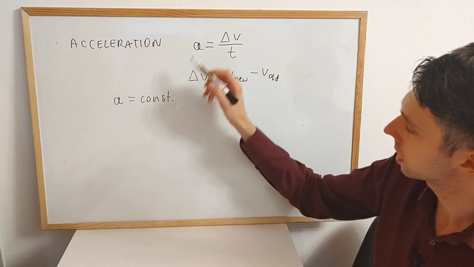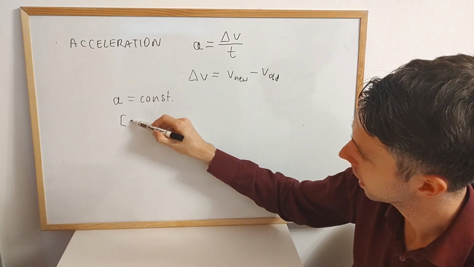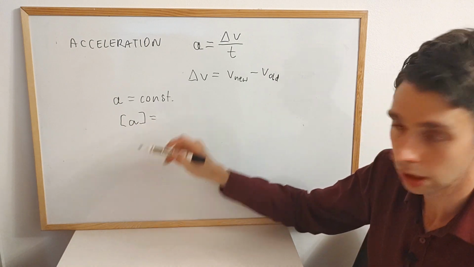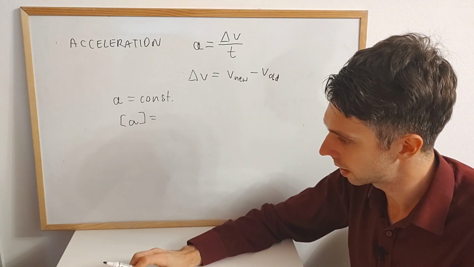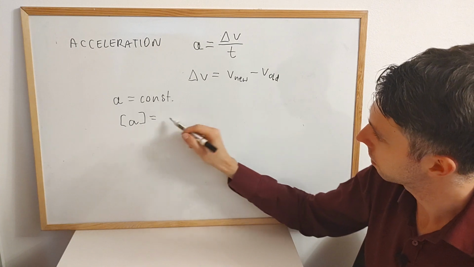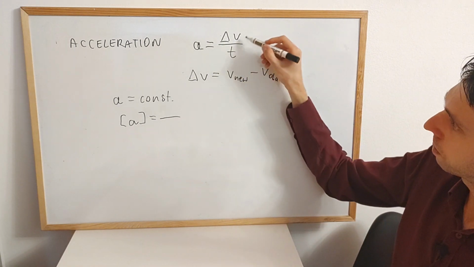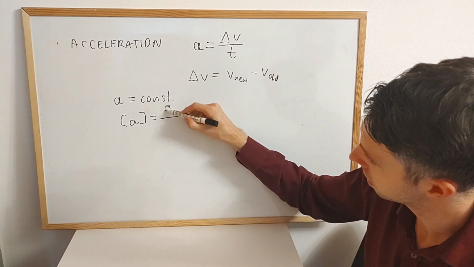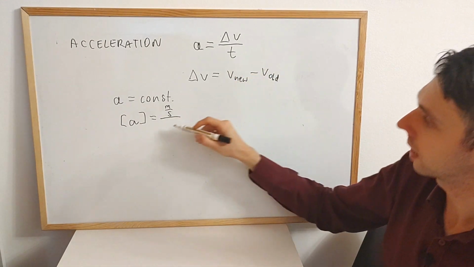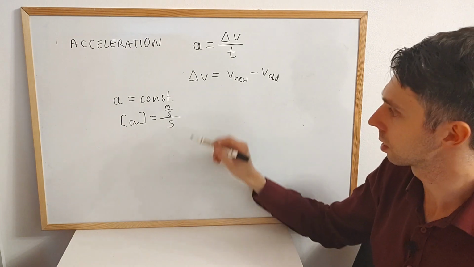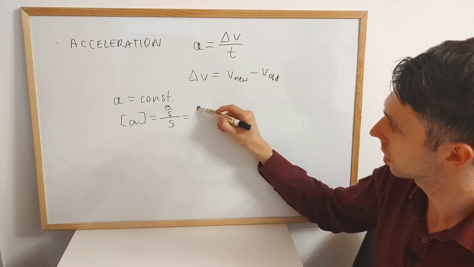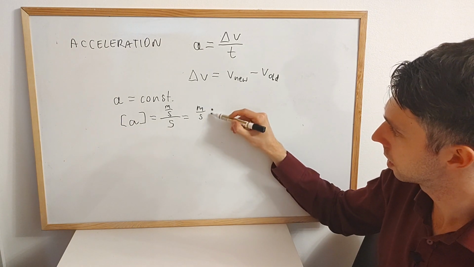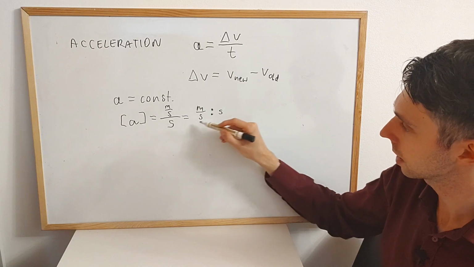We should also discuss what the units of acceleration are. So in the SI system, speed is in meters per second, so change in speed is in meters per second, and you divide by time, which is in seconds. So this is like meters per second divided by seconds.